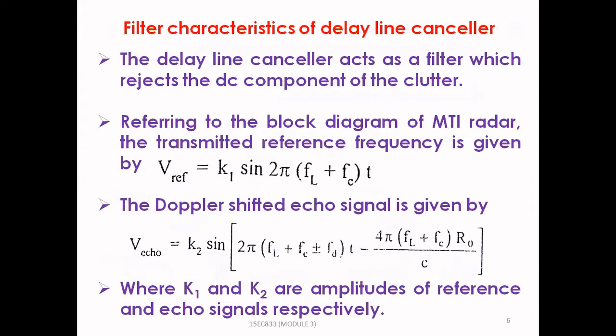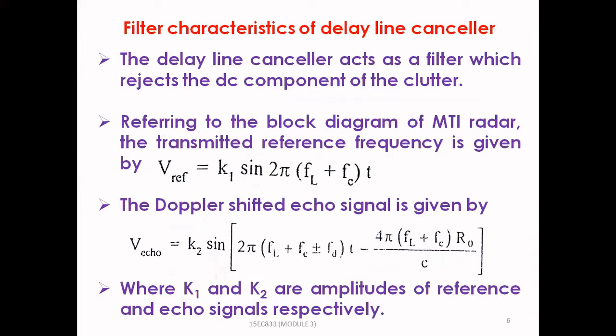Filter characteristics of delay line canceller. The delay line canceller acts as a filter which rejects the DC components of the clutter. Referring to the block diagram of MTI radar, the transmitted reference signal is given by V reference equal to K1 sin 2 pi (FL plus FC) T.